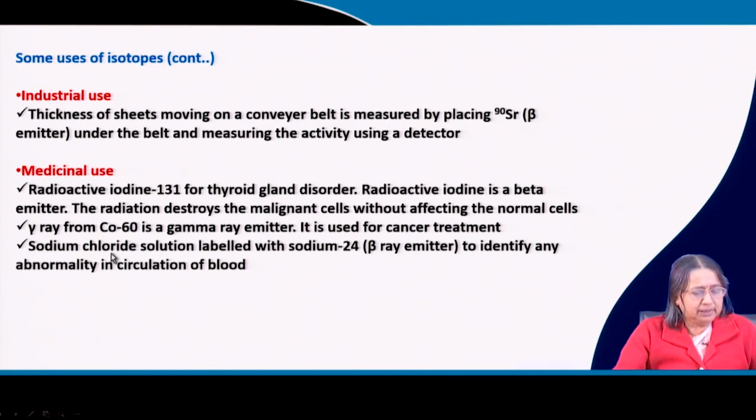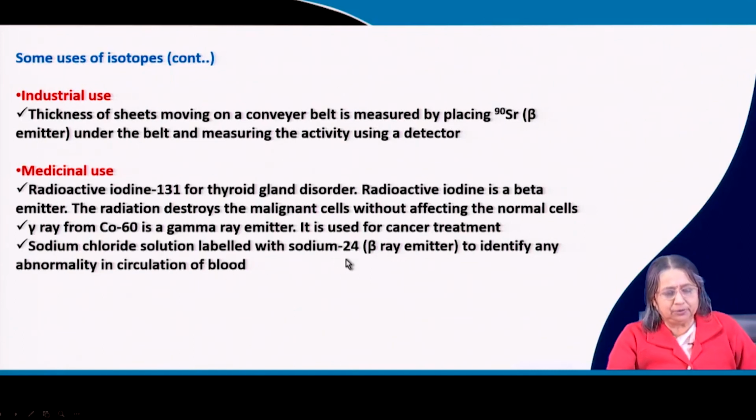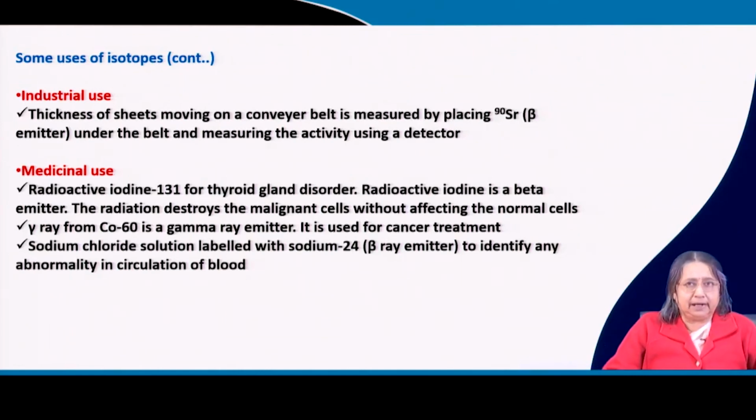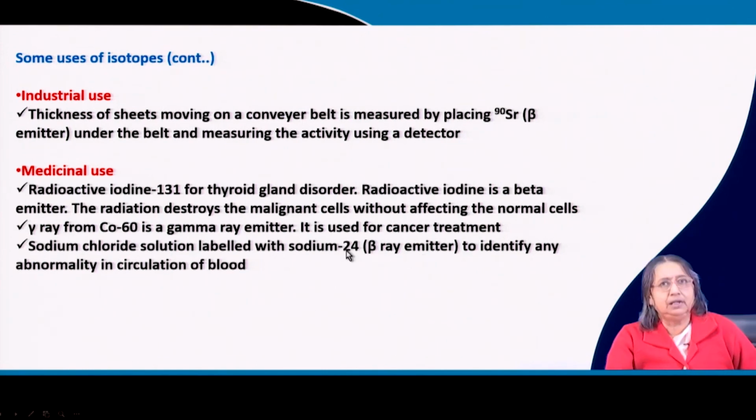Now, this is sodium chloride solution labeled with sodium 24, which is also a beta ray emitter. It is used to identify any abnormality in the circulation of blood. How? Sodium chloride solution in which sodium 24 is applied, which is radioactive, is injected in the veins.